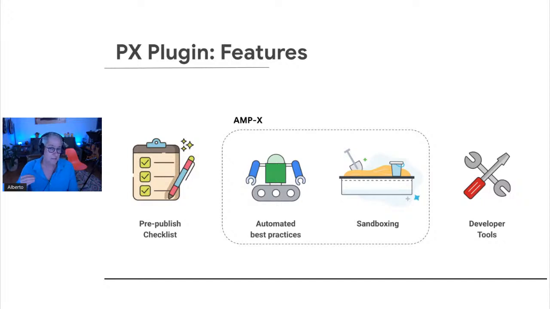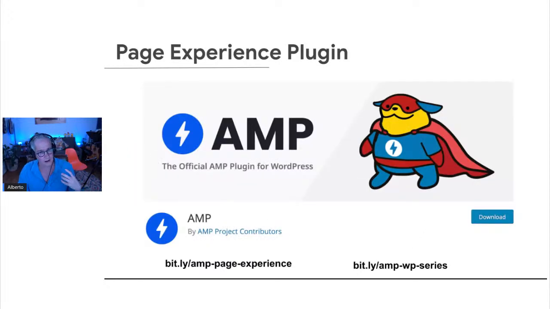And finally, because we need to build other extensions that play well with the page experience plugin, the page experience plugin must provide developer tools that others in the ecosystem can use to make their solutions compatible with it. Now, currently, the page experience plugin is the official AMP plugin for WordPress that my team is developing.